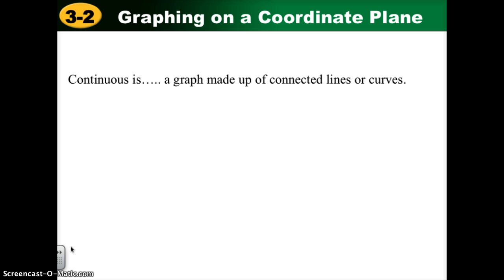To summarize, continuous is a graph made up of connected lines or curves. Discrete is a graph made up of unconnected points. Think discrete is dots and continuous connected.